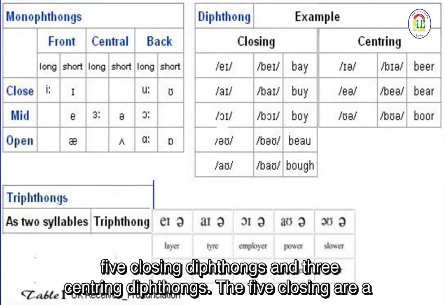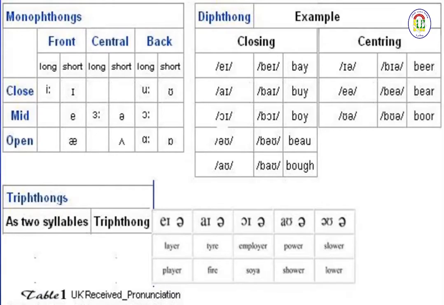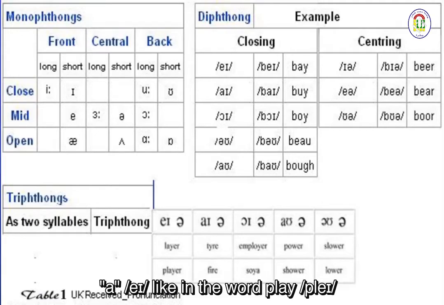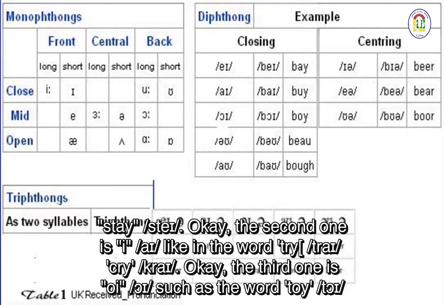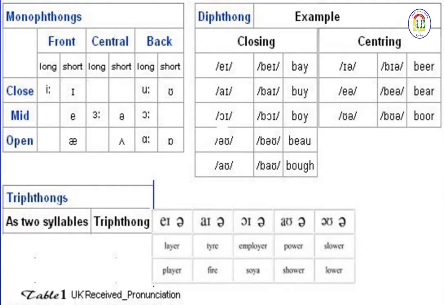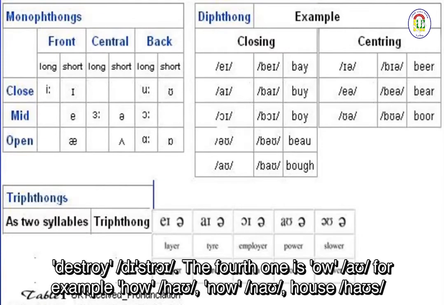The 5 closing are A, like in the word play, stay. The second one is I, like in the word try, cry. The third one is Oi, such as the word toy, destroy.